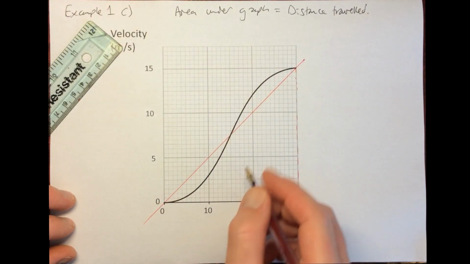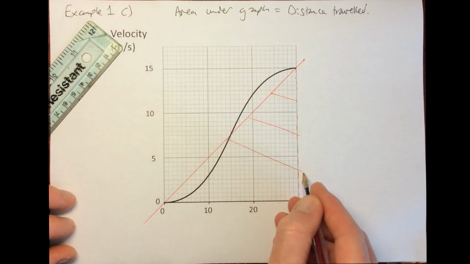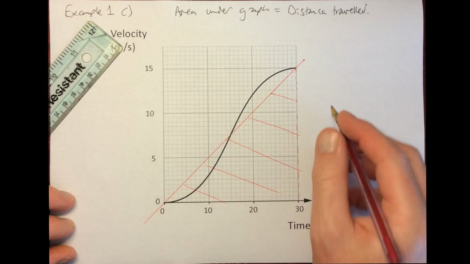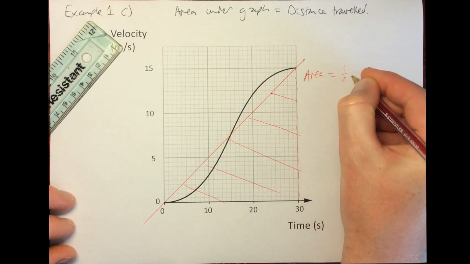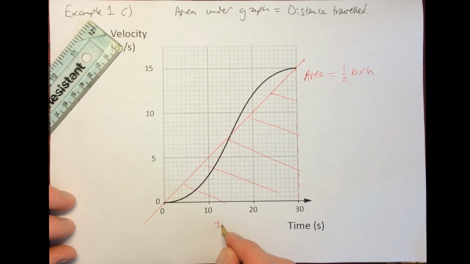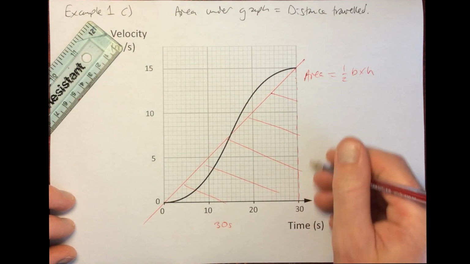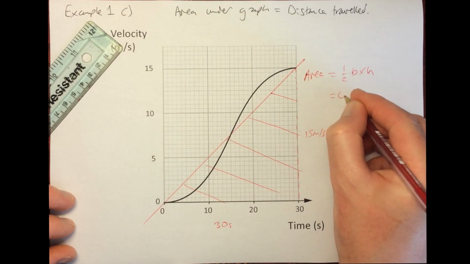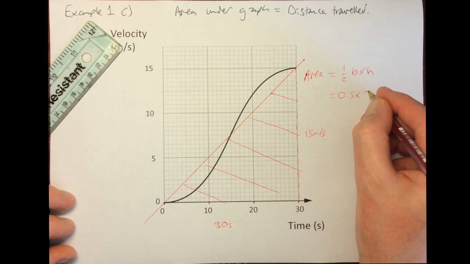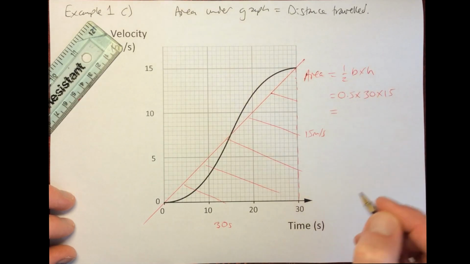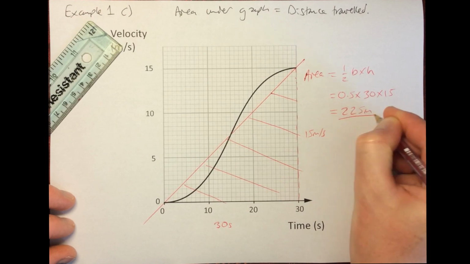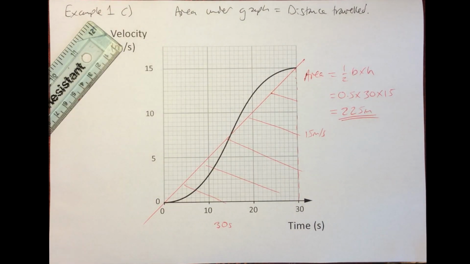So actually if we just work out the area under this red line, okay, this area here, then we are going to get exactly the distance travelled in this journey. Okay, it's going to be exactly correct. So this shape here is a triangle, so to work out the area we need to use half base times height. The base here is 30 seconds, so from 0 to 30, and the height is from 0 to 15, so 15 meters per second. So it's going to be 0.5 or half times 30 times 15, and that's going to give you an answer of 225 meters. Okay, and that's that one done.